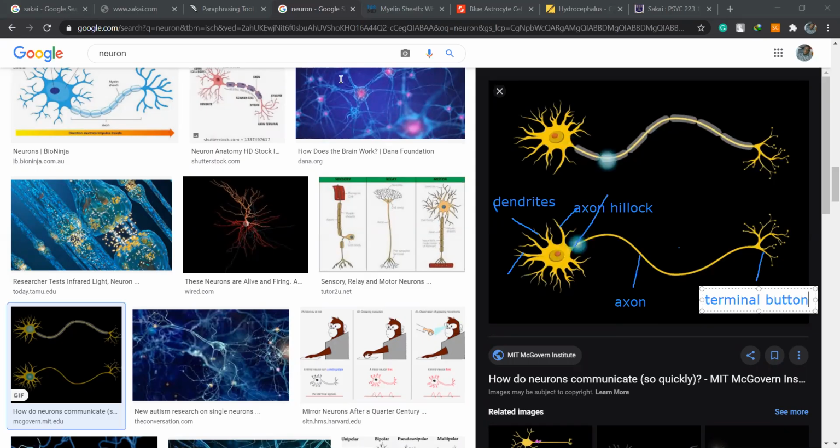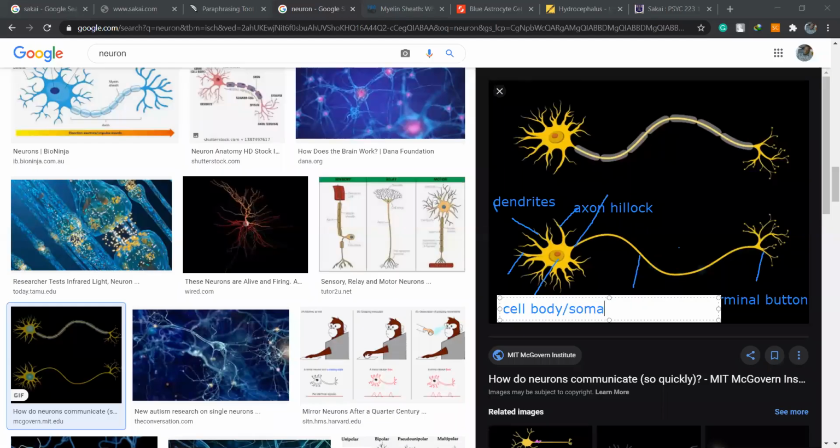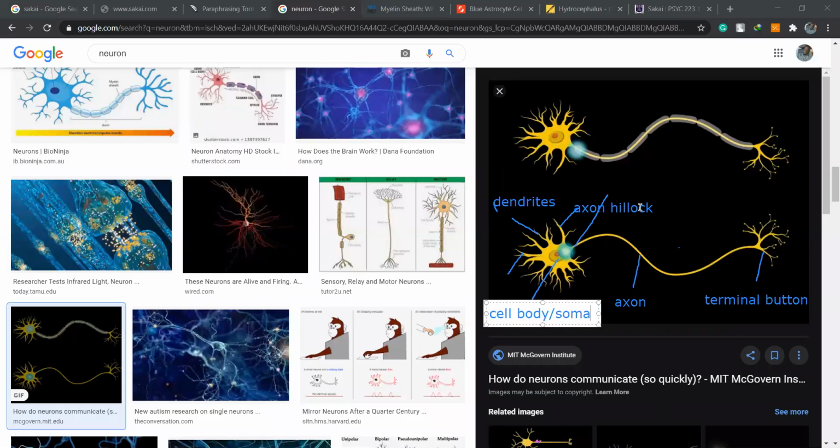Then inside this cell is normally referred to, it has two names. It's called the cell body or soma. So essentially, these are the parts of any neuron. So please, any question when it comes to the drawings, any clarification?